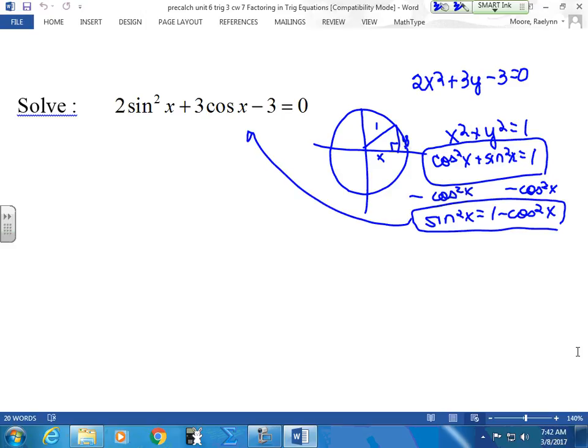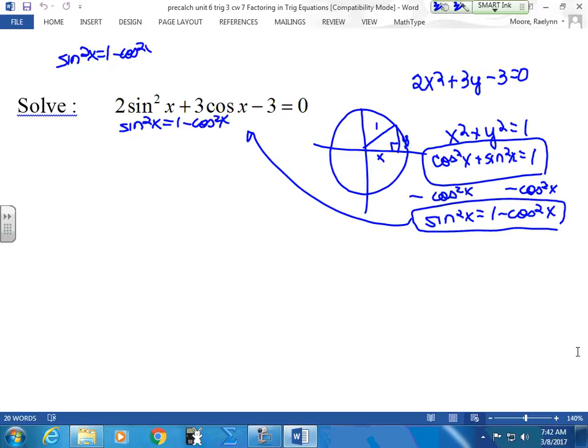Systems of equations says 2 variables, 2 equations. I just found my second equation. So my sine squared x is equal to 1 minus my cosine squared x. And if I subtract it the other way, my cosine squared x would be equal to 1 minus my sine squared x, right? So those are the 2 that I want you to remember.